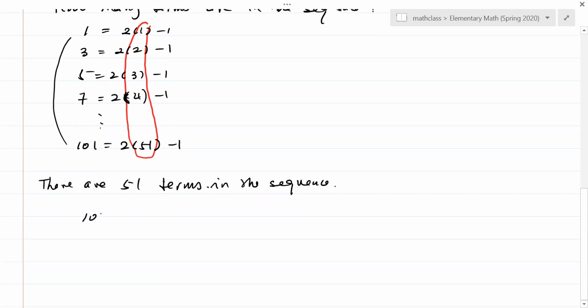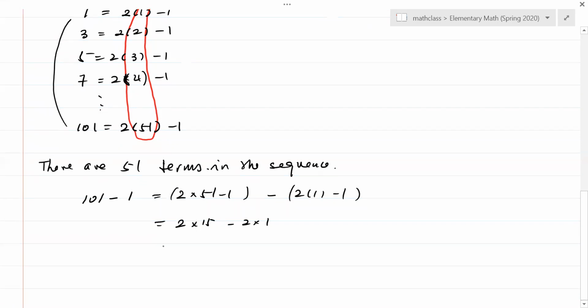And then 101 minus 1, right? What you can get, right? And then you will have 2 times 51 minus 1, minus 2 times 1 minus 1. So actually, you only get 2 times 51 minus 2 times 1, because the 1 is gone. So you will get 2 times 51 minus 1.